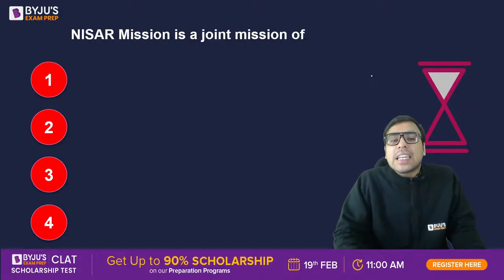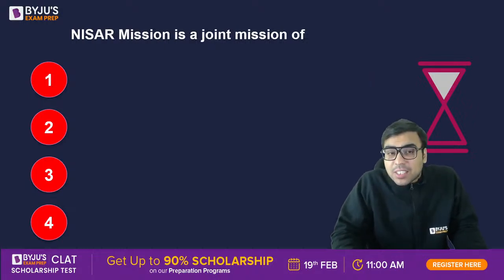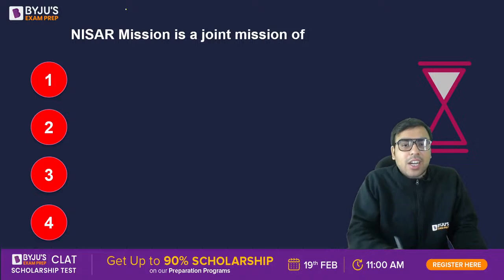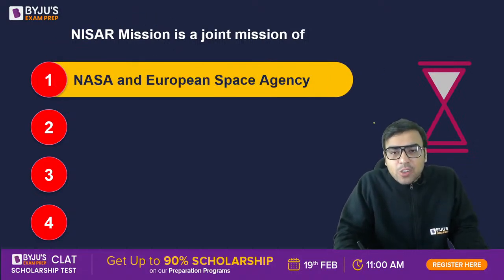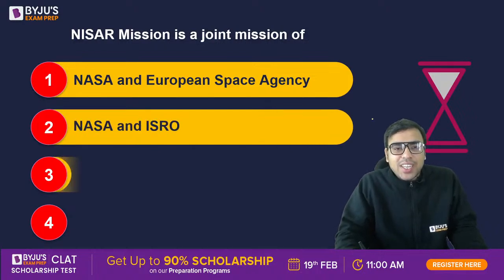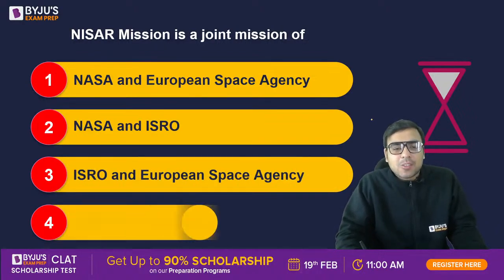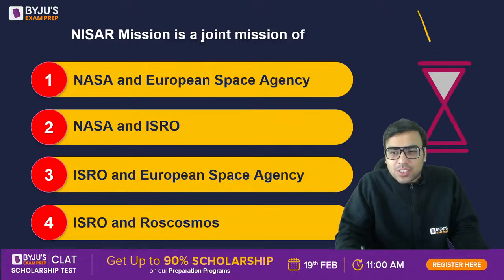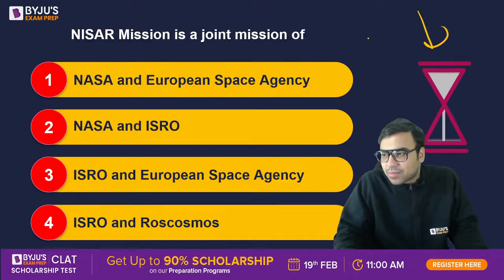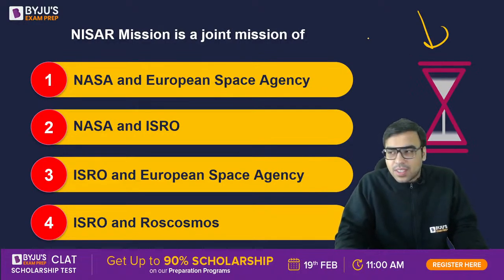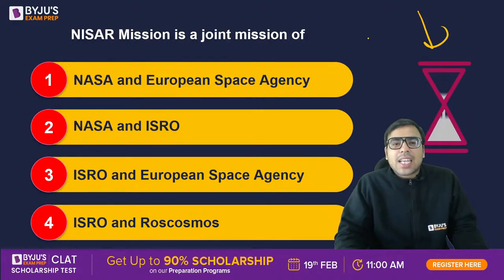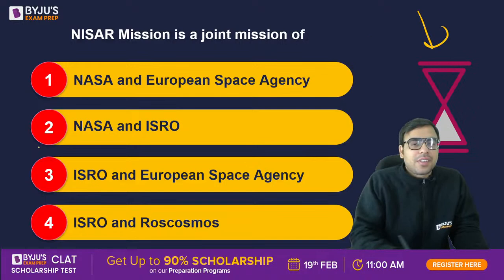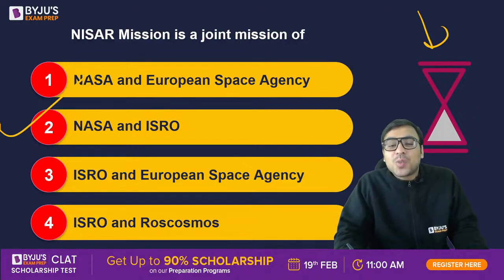Now, there is a very interesting mission mentioned in this article, the NISAR mission. It is a joint mission of: NASA and European Space Agency, NASA and ISRO, ISRO and European Space Agency, or ISRO and Roscosmos. Your time starts now. Yes, Elon Musk's company is SpaceX. Yes, Hafiz Ibrahim. So NISAR is a mission of option 2, NASA and ISRO.